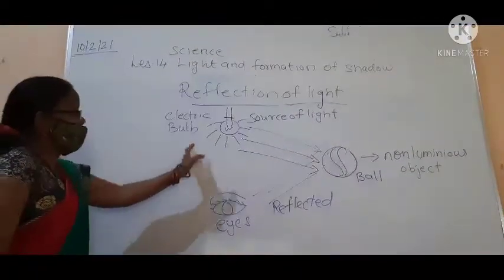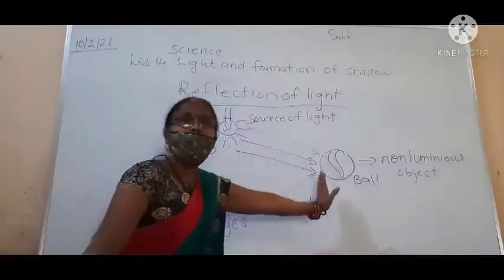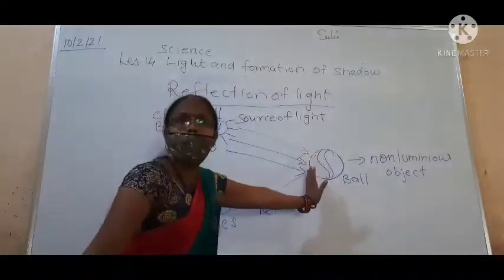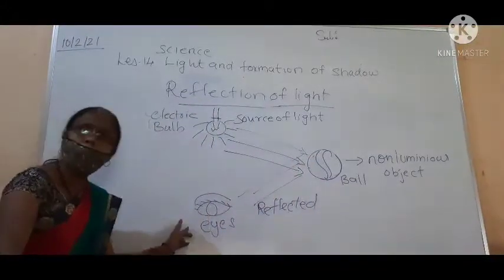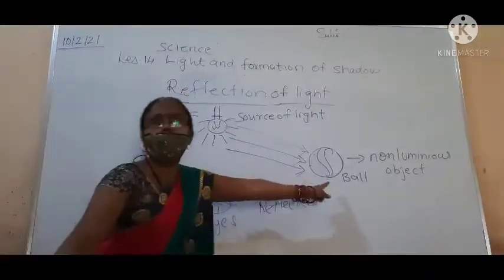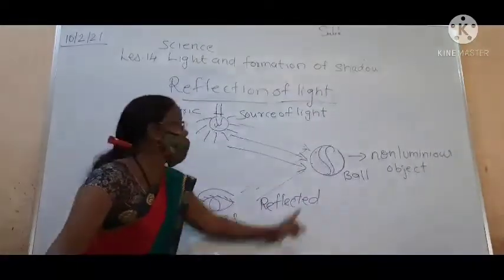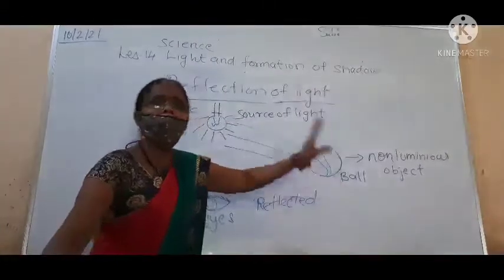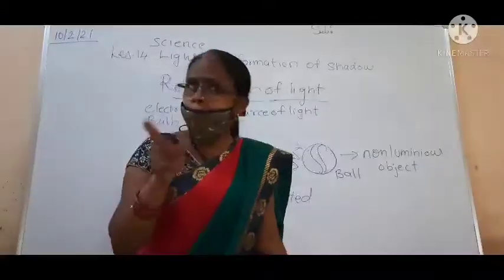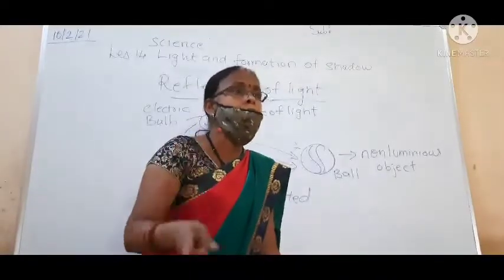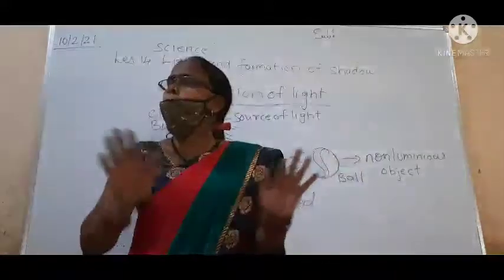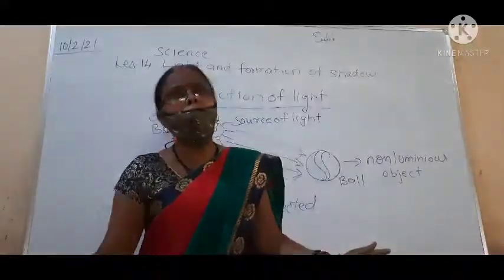See, the light is getting reflected from the non-luminous object towards our eyes, and that is why we are able to see this object. When the reflected rays reach our eyes, then only the object is visible to us. Is that clear to you all?